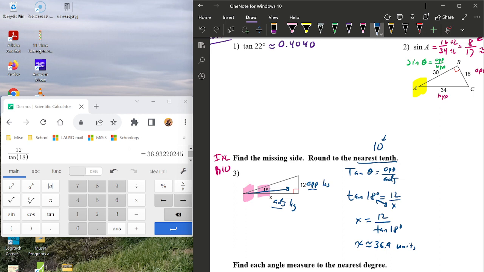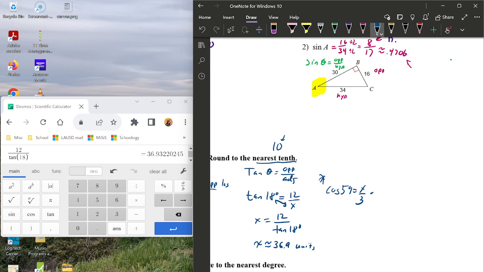Now, solving these, just don't forget, not everyone has x on the bottom, not everyone has x on the top. If I had cosine of 59 equals x over 3, I would multiply each side by 3 to solve that. The 3's would cancel out, and then there would be my answer. 3 times cosine of 59, I just have to multiply it out.